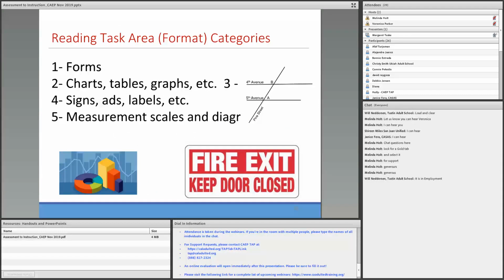Okay, task areas have to do with the format of the test item. Sometimes there's forms, like an application form. Sometimes there's charts or tables, graphs. Sometimes there's diagrams. Sorry, that didn't come through there. I covered it with that picture. In this case, for instance, a math item is asking for angles. Sometimes it's a sign like fire exit, keep the door closed. So there's lots of different format or task areas.